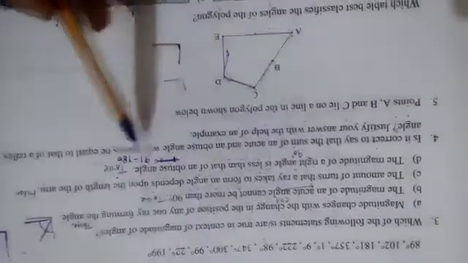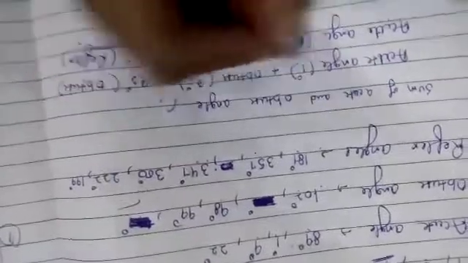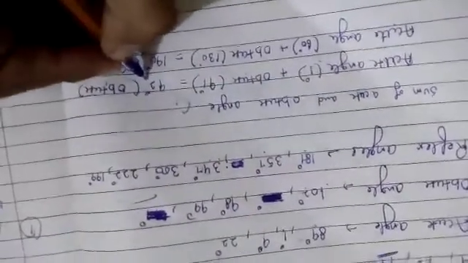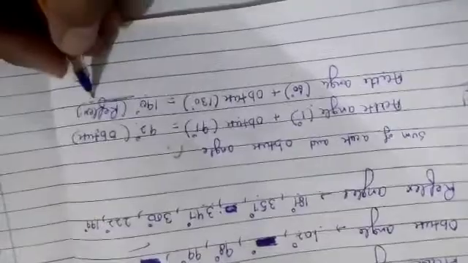Is it correct to say that the sum of an acute and an obtuse angle will always be equal to a reflex angle? We will take an example. Take one acute angle of 1 degree and one obtuse angle of 91 degrees. The sum is 92, which is obtuse. Next, take acute angle 60 degrees and obtuse angle 130 degrees. The sum is 190, which is a reflex angle.